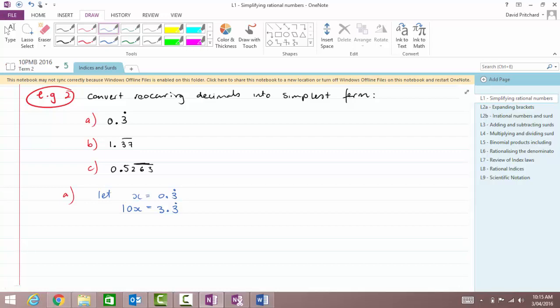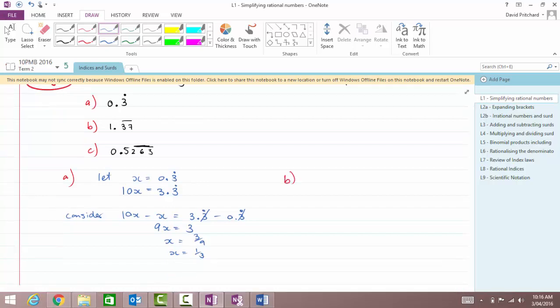Now this is where the trick comes in. We can see that if we take 10x and we take away x, what we get is a whole number or an integer, because we cancel out these recurring values. So we end up with 3 here, and 10x take x is simply 9x. So here we've got 9x is equal to 3, and if we rearrange that, we get x is equal to 3 on 9, or x is equal to 1/3. So there we have it. 0.3 reoccurring is 1/3.